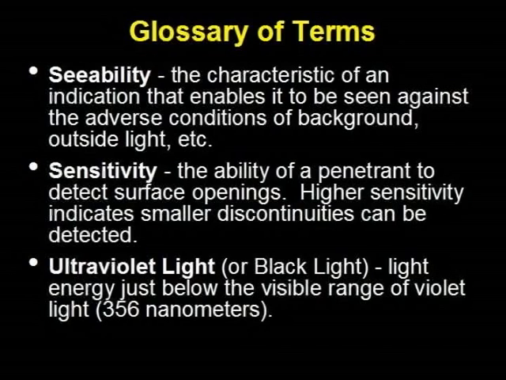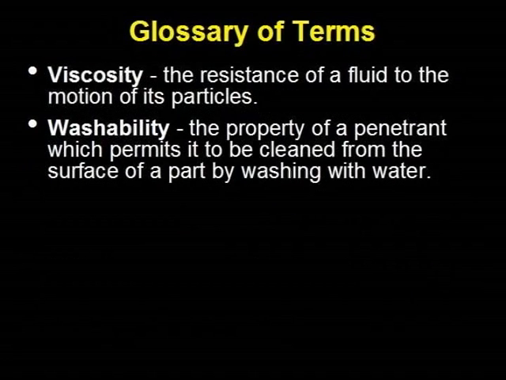Sensitivity is the ability of a penetrant to detect surface openings. Higher sensitivity indicates smaller discontinuities can be detected. Ultraviolet light, or black light, is light energy just below the visible range of violet light, 356 nanometers. Viscosity is the resistance of a fluid to the motion of its particles. Washability is a property of a penetrant which permits it to be cleaned from the surface of a part by washing with water.